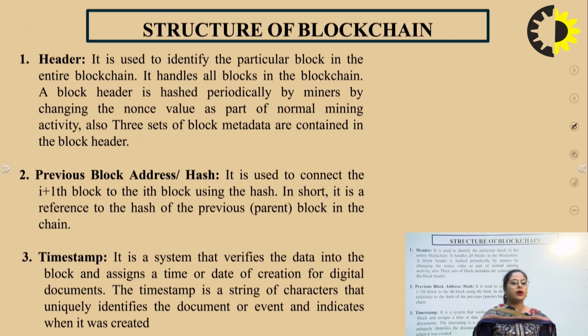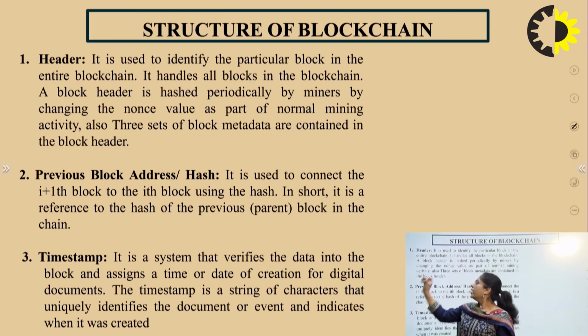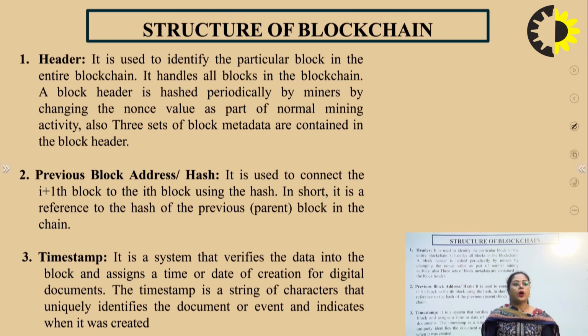Now, what is the work of the header? Here it is used to identify a particular block in the entire blockchain. It handles all blocks in the blockchain. A block header is hashed periodically by miners by changing the nonce value as a part of normal mining activity. Three sets of block metadata are contained in the block header.